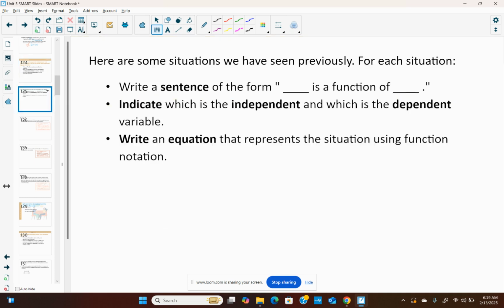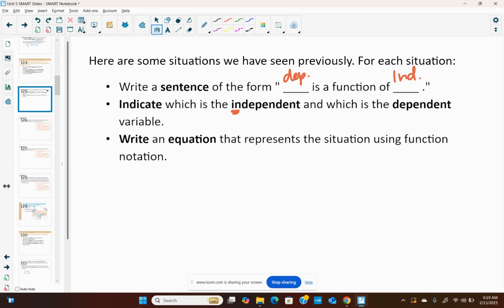Okay, so we're going to look at a couple situations, like I said, and this is what you're going to do. So I have this on every screen. You're going to write a sentence in the form of what is a function of what? In the last case, we had area is a function of time. In that first problem, we had rainfall is a function of time. You're going to indicate the independent variable and the dependent variable. So which one is going in and which one is coming out? So which one is it a function of? So this would be the dependent and this would be the independent. And then you're going to write an equation.